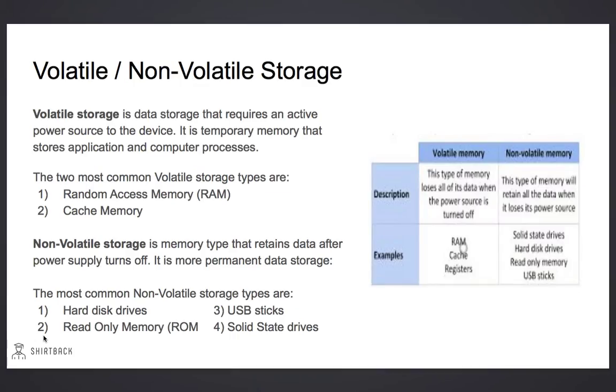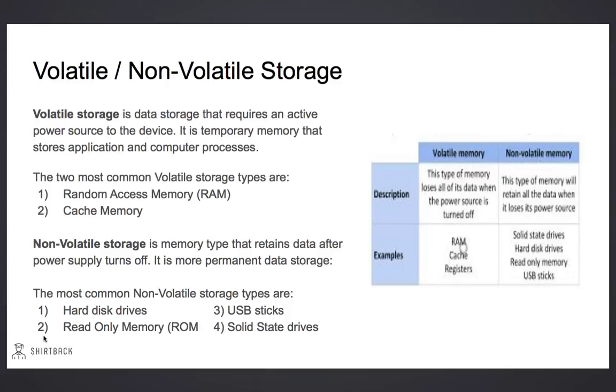Volatile storage is data storage that requires an active power source to the device. Volatile storage is usually temporary memory that we use to store application and computer processes. The two most common volatile storage types are random access memory, or RAM, and cache memory.